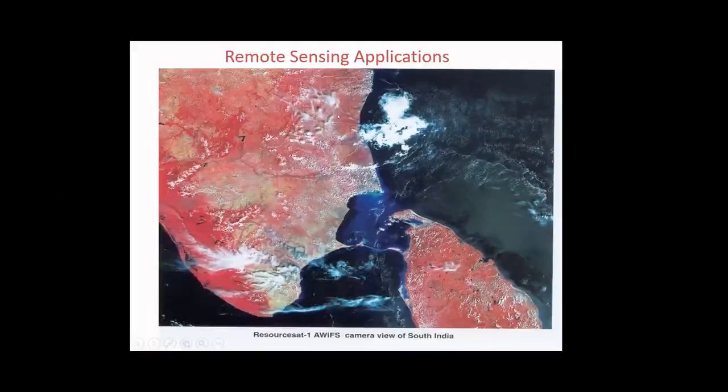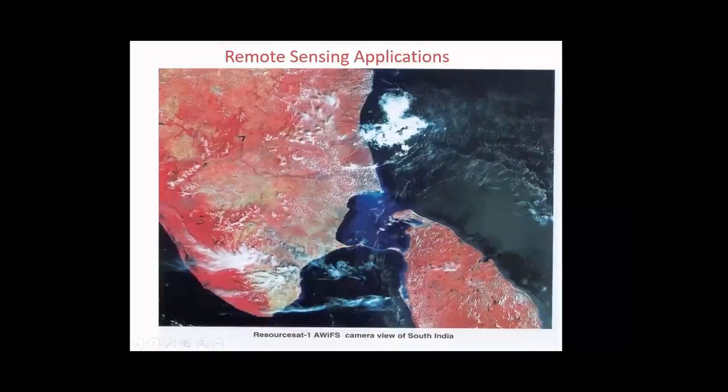And then nearby Chennai, you can see the vegetation at the time. And you can also see the vegetation in the Sri Lanka. And you can also see the cloud and the deep water, the ocean, and then the coastal sediments in the Gulf of Mannar, and so on.